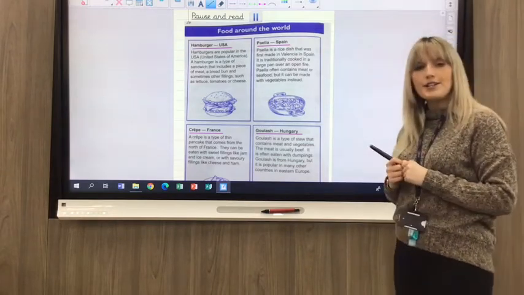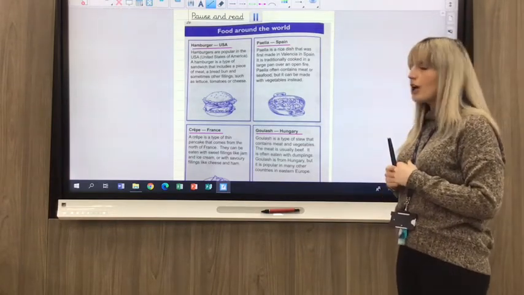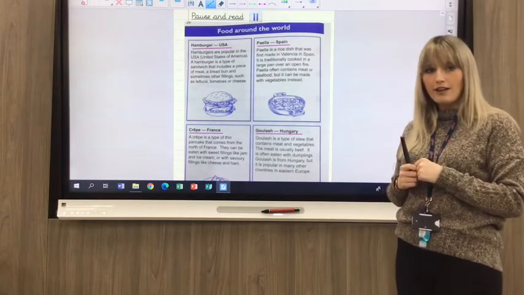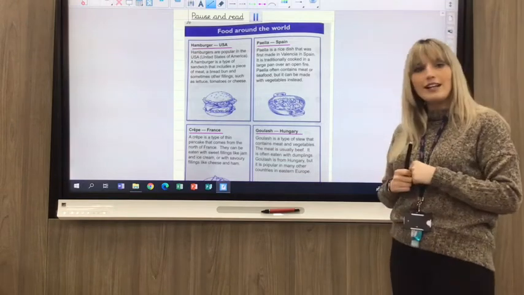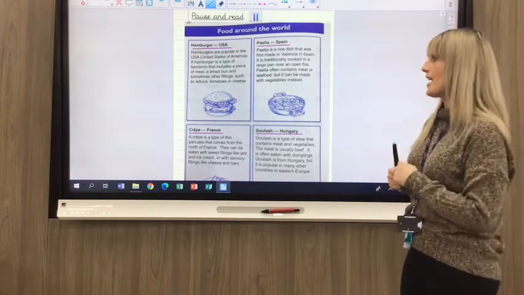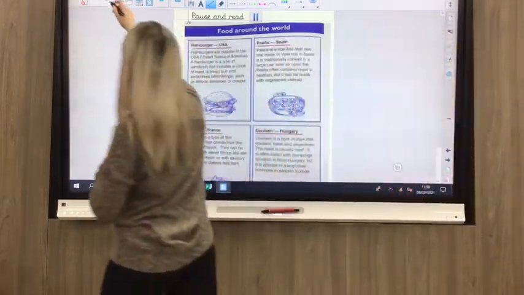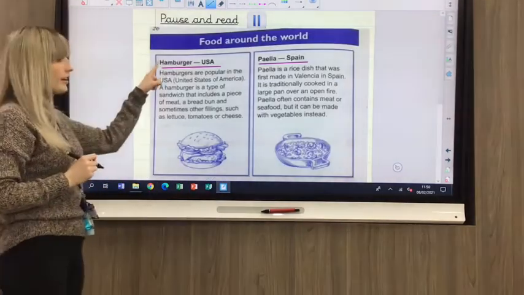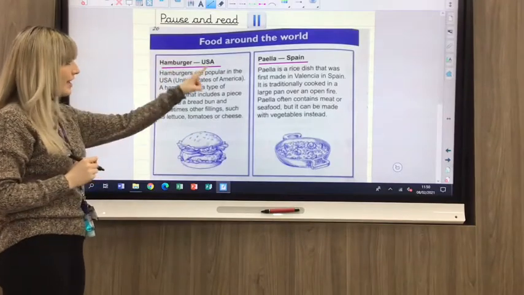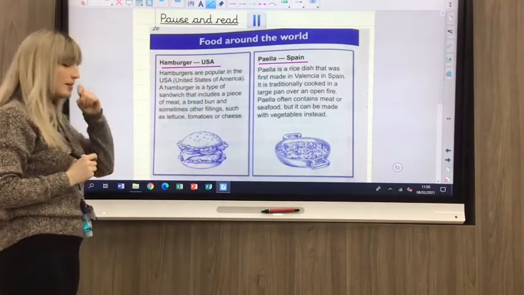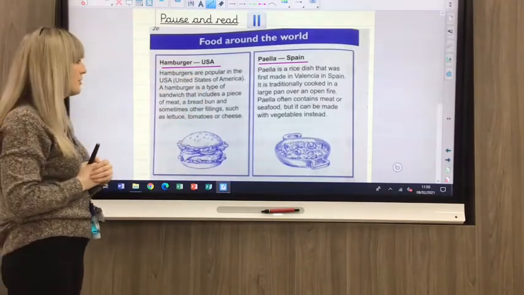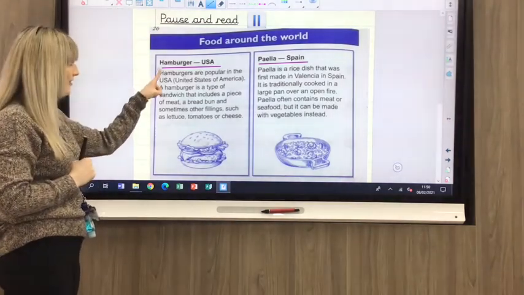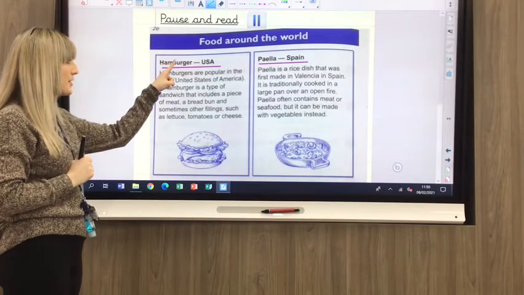So what we're going to do is we're going to go through some of the tricky words and read them together. And then we're going to have a little look at some of your question types. So I'm going to zoom in again and we're going to look at the hamburger section. So this paragraph here on the top left. Okay, so I'm not going to read it all for you. What I'm going to do is I'm going to read some of the tricky words. Now, we've already said that the first word is hamburger. Let's sound it out.